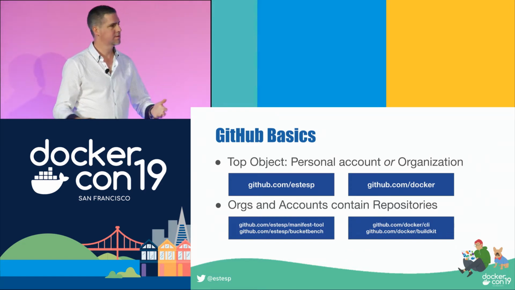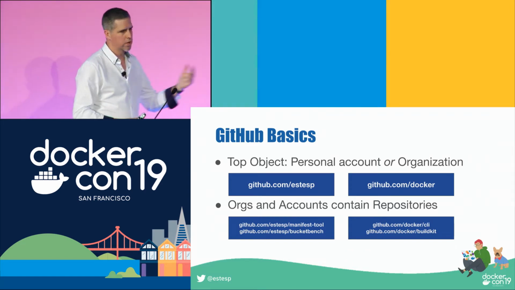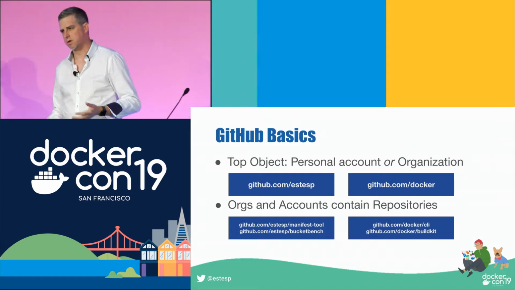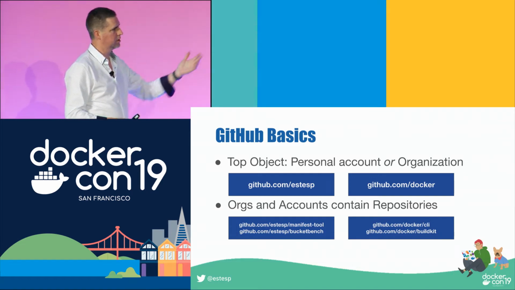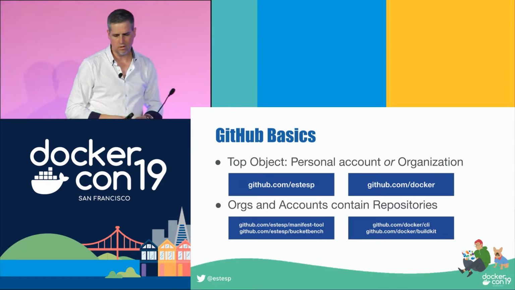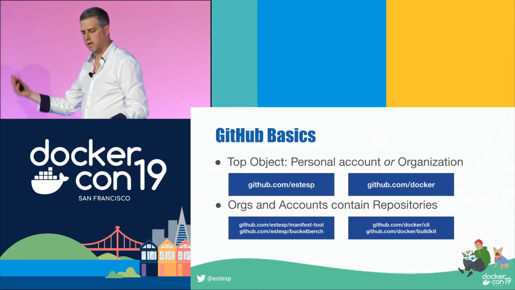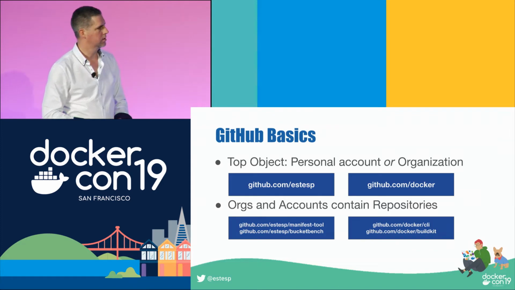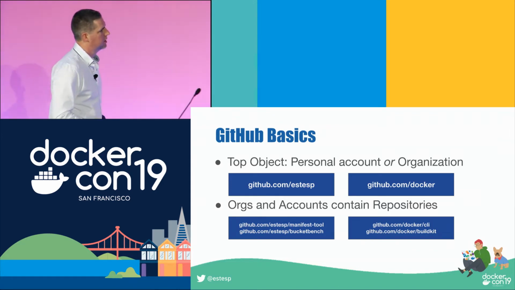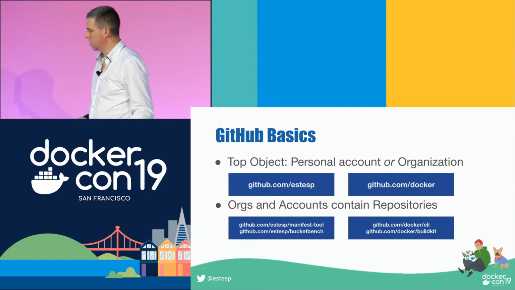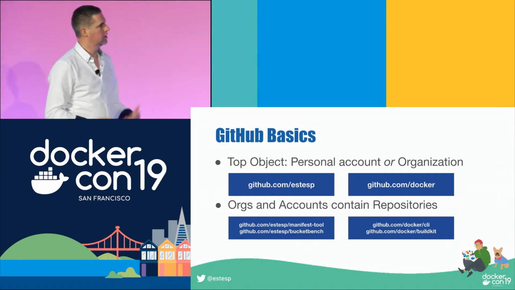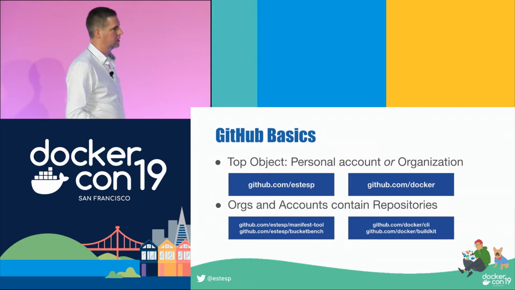So underneath those top level objects are where you actually have source code repositories that you would contribute to. In my case, I have Manifest Tool and Bucket Bench projects that I created under Docker. You've got the Docker client, you have BuildKit. Under Moby, you have the Docker engine. So again, these are the top level objects that you would need to know about when you're trying to find a place to contribute or trying to navigate.